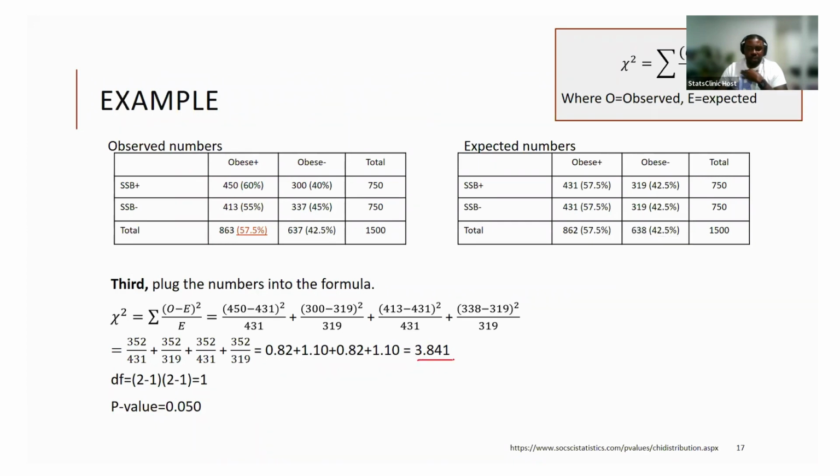So you get 3.841 here. Now, the degrees of freedom is the number of rows minus 1, times the number of columns minus 1. Here, this is a 2x2 table, and the degrees of freedom is 1. If you plug this into the statistical table calculator, you get a p-value that looks like this.